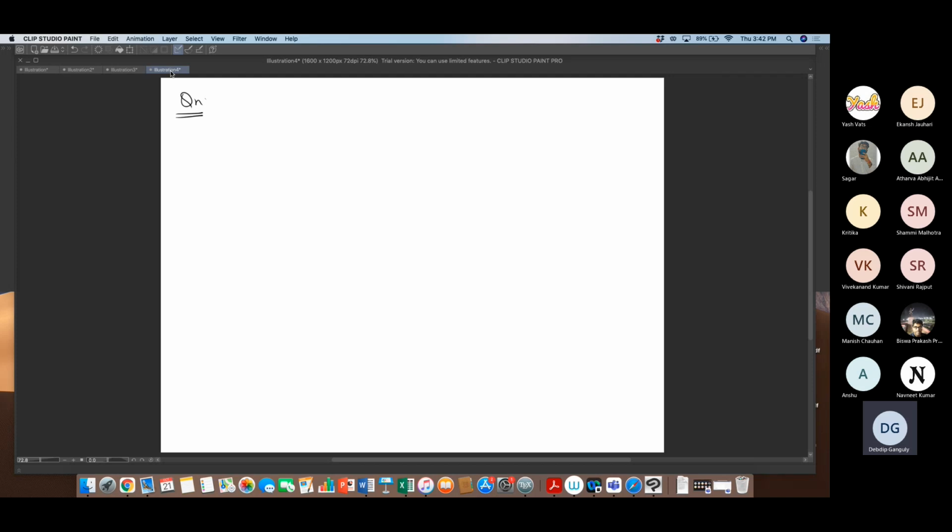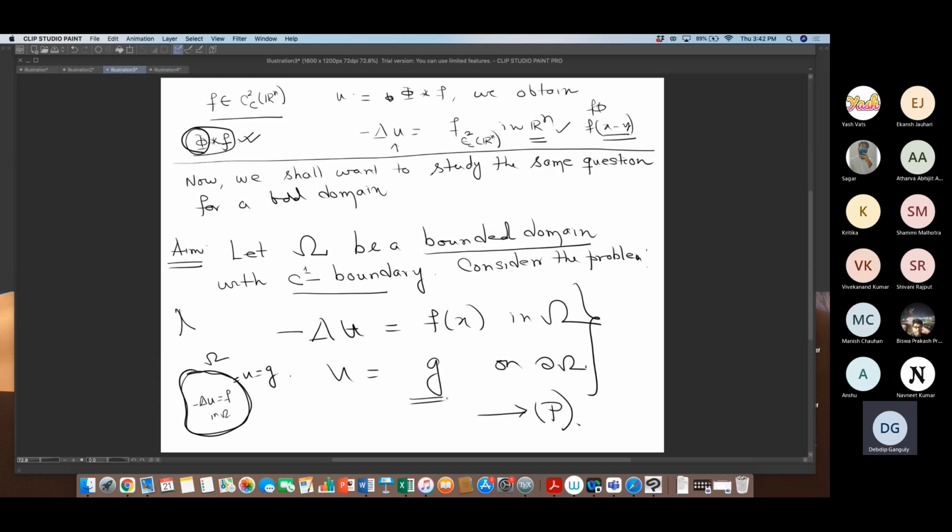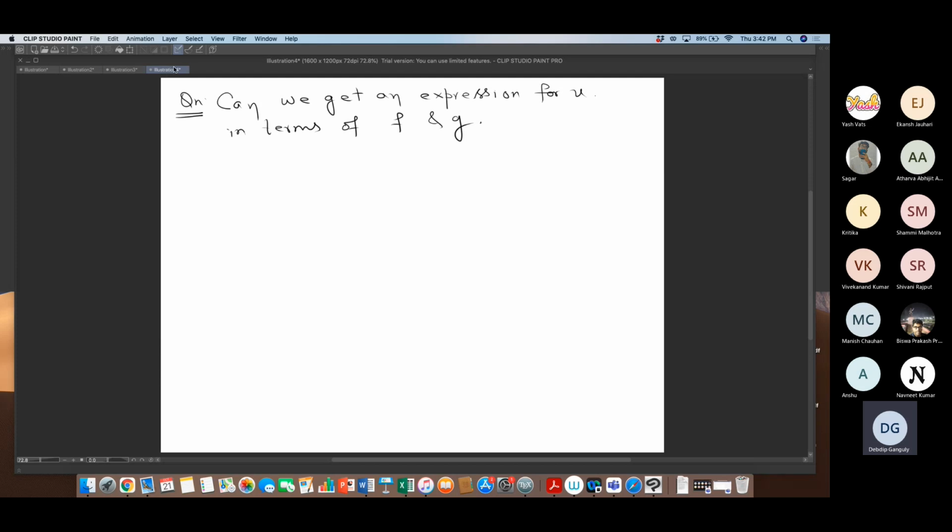The same question we would like to ask. Can we get an expression for u in terms of f and g? Of course g will also play a role, because there is a boundary condition given. If there is no boundary condition, then if you define u equal to φ convolution f, I get an expression of a solution given by φ convolution f. The same thing we would like to ask for this case. Can we get an expression for u in terms of f and g? Is the question clear?